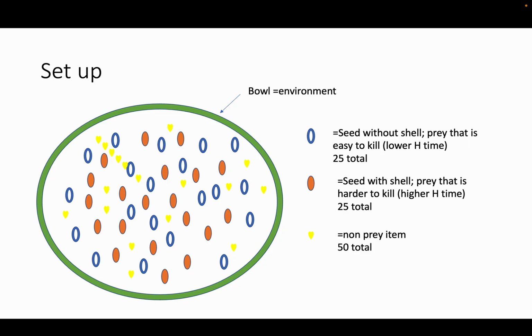So a hypothetical setup for this experiment would be a bowl. The bowl represents the environment. Inside the bowl, we're going to put 25 seeds without shells. This is going to represent prey items that are easier to kill because they don't have a shell. Then we're going to add seeds with the shells. This represents prey items that are harder to kill. And then all of the seeds that are a little bit smaller, there are going to be 50 seeds in total in this bowl. This is going to be the non-prey item.